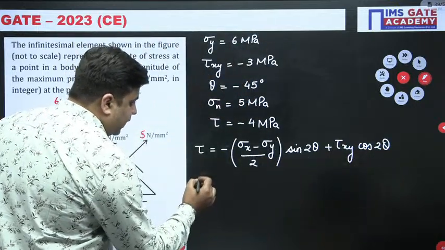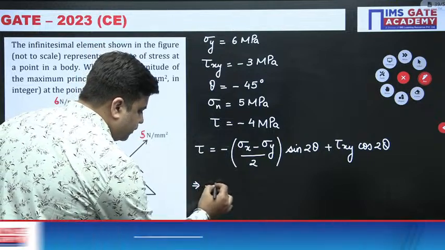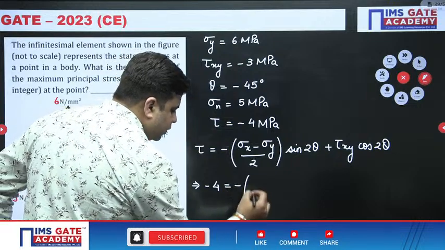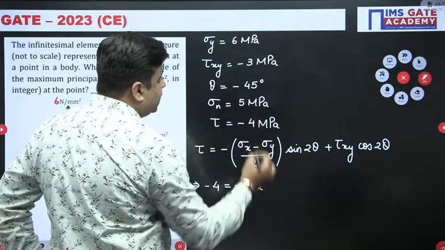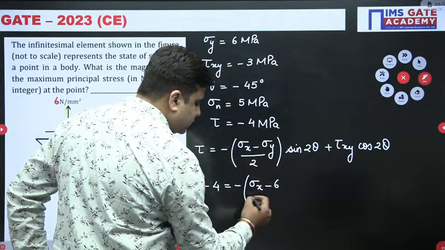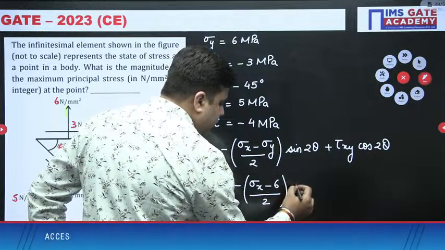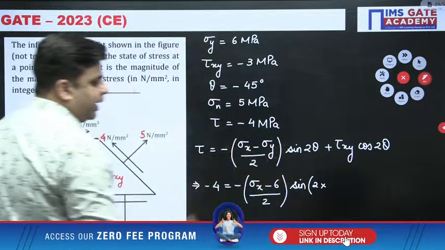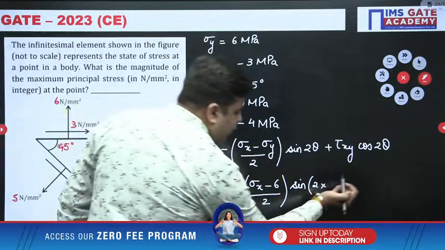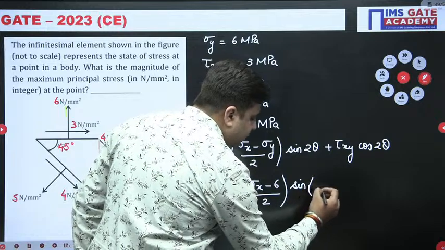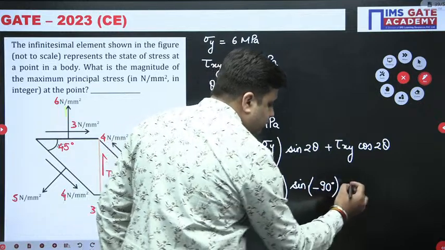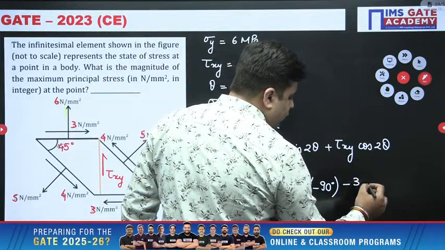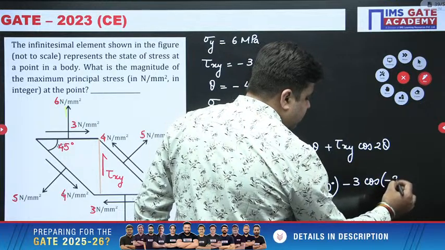Okay, sir. Substitute the values. So tau is minus 4. Sigma x you need to find out. So this is minus of sigma x minus sigma y, which is 6, so sigma x minus 6 whole divided by 2 into sine of 2 times of minus 45 degrees. So this will be sine of minus 90 degrees. Tau xy is negative, minus 3 into cos of minus 90 degrees.